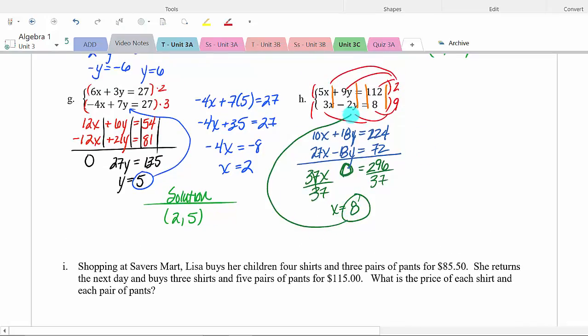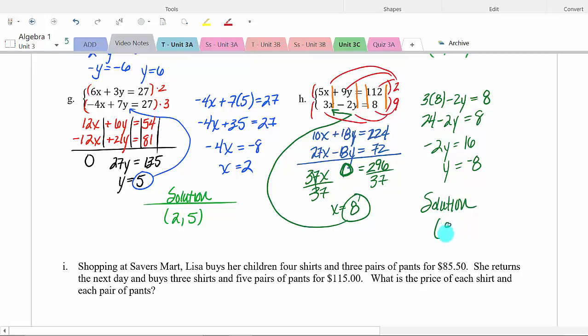So we're going to take that and plug that back into one of our equations. So right there, 3 times 8 minus 2y equals 8. That's one of the two equations. So we get 3 times 8, which is 24, minus 2y equals 8. Subtract 24 to the other side. So we find out negative 2y is equal to 16. So y is equal to negative 8. So it looks like the solution for this one is 8 and negative 8.